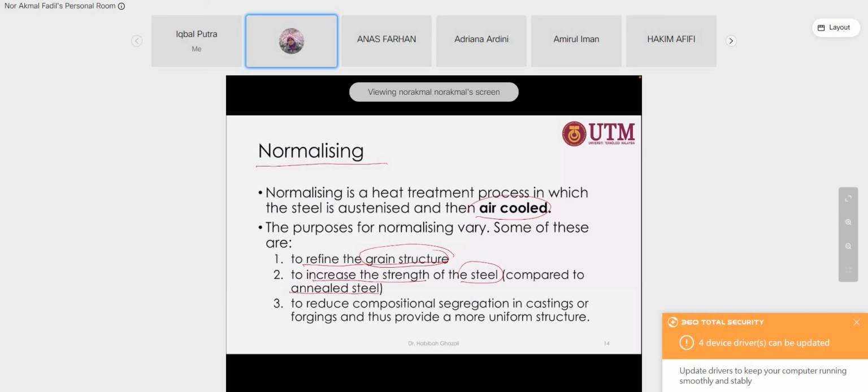Another purpose is to reduce the compositional segregation in the casting or forging and thus provide a more uniform structure. For example, as we discussed earlier, in the casting process, the structure at the surface is different compared to the core. So we also can conduct the normalizing process to make it a uniform microstructure.